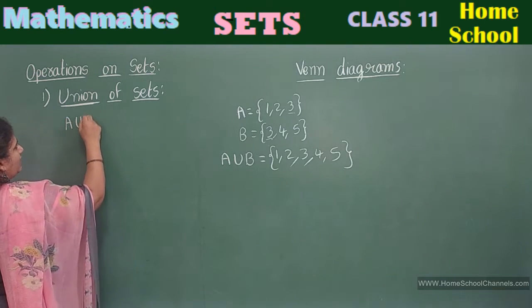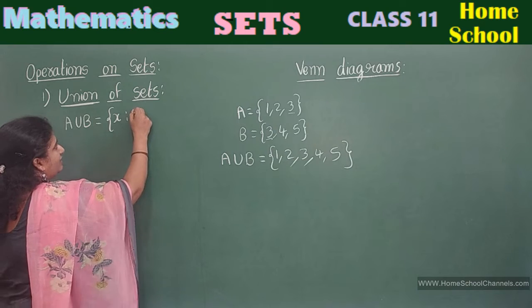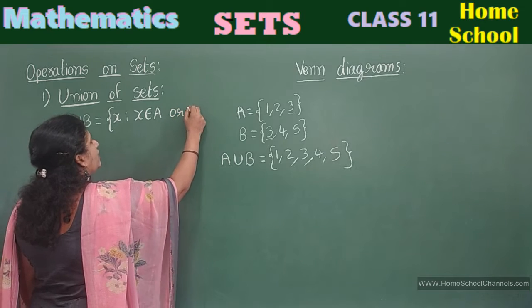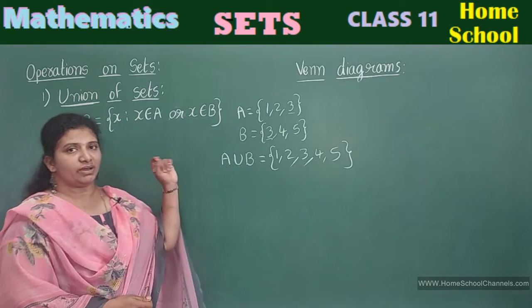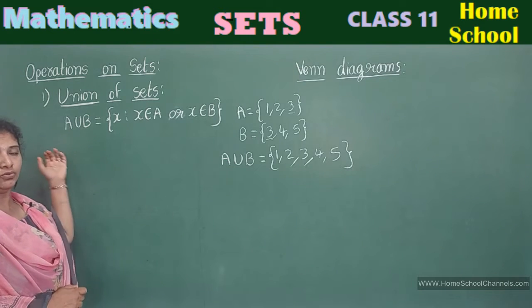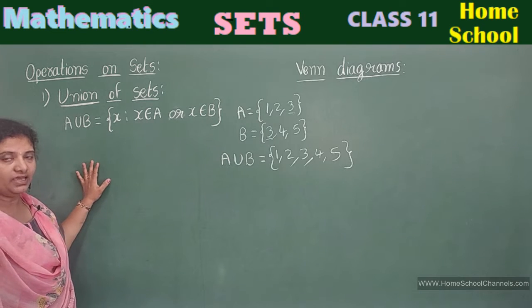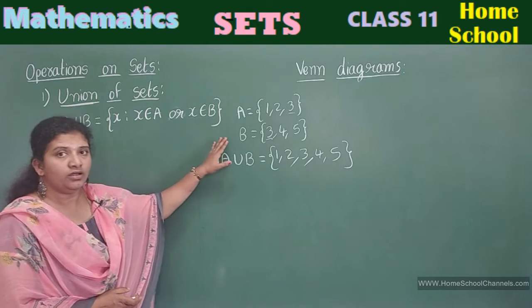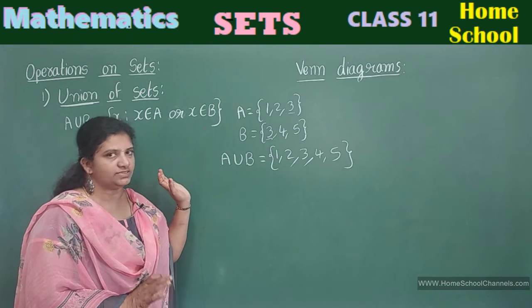A union B is equal to the set of all x such that x belongs to A or x belongs to B. When we are talking about union, you should remember "or". Now let's see the definition of union of sets. The union of set A and set B is a set C in which all the elements which are present either in A or B set, including the elements which are common in both the sets.